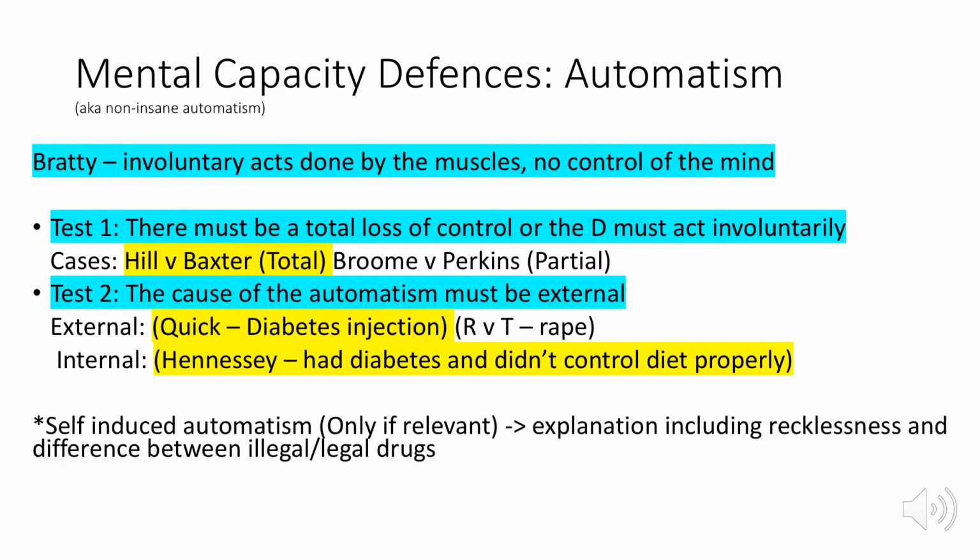For automatism, Bratty says this is involuntary acts done by the muscles, so you've got no control of the mind. Test 1: there must be a total loss of control, or D must act involuntarily. Cases for this include Hill v Baxter being the main one for the total, and Broome v Perkins for partial. Then you've got test 2: the cause of the automatism must be external. Cases for external include Quick, diabetes injection, and for internal, Hennessy, who had diabetes and didn't control his diet properly.